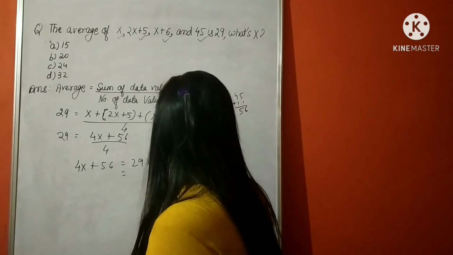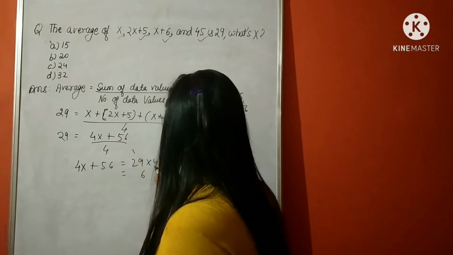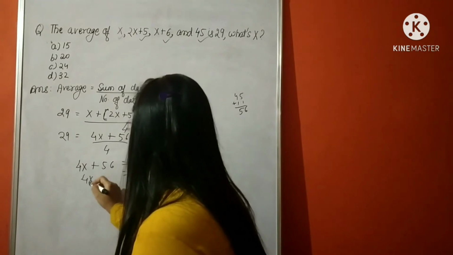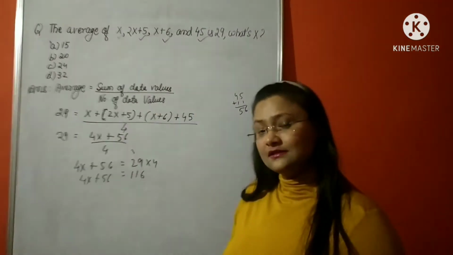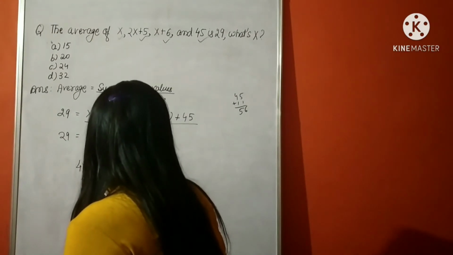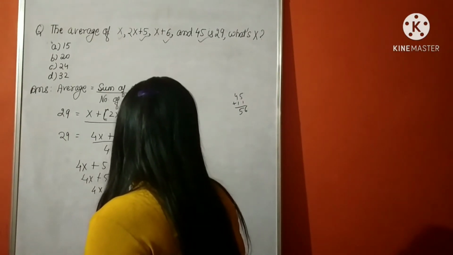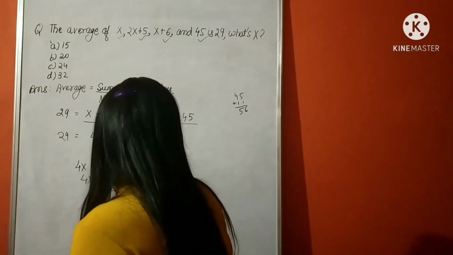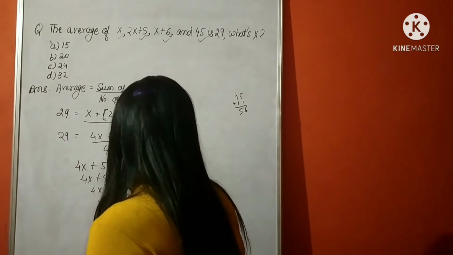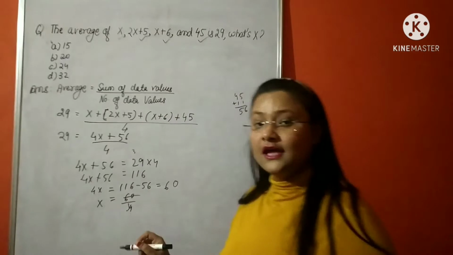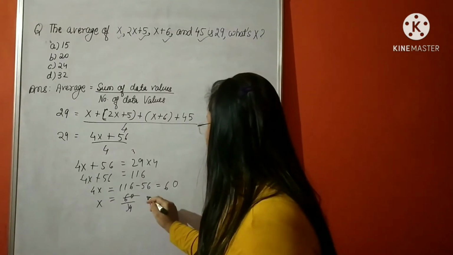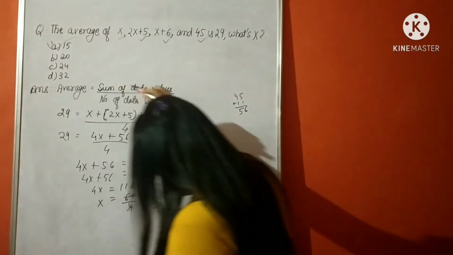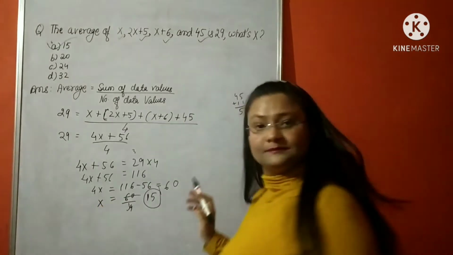It is 116. 4x plus 56 is 116, so 4x is 116 minus 56, which will be 60. So the final value of x will be 15. So the correct answer is option A.